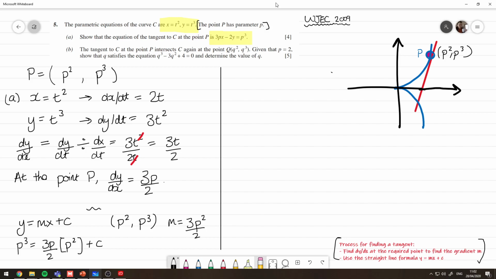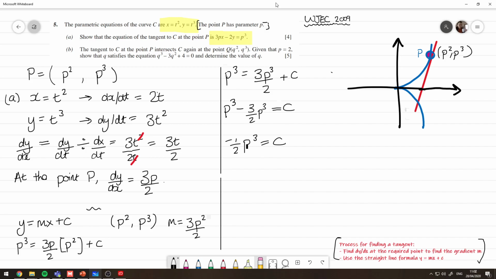And if I just tidy that up just a little bit, I'm going to get a p cubed over here now. And I can group these terms together. I'll just take it all over to the left side. And 3 over 2, it's 1.5. 1 p cubed take away 1.5 p cubed is going to leave me with minus a half p cubed. That's my constant term.